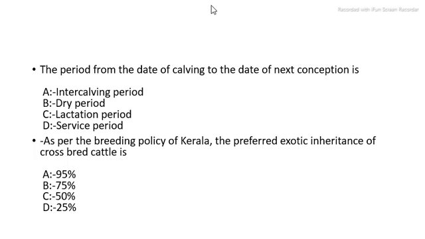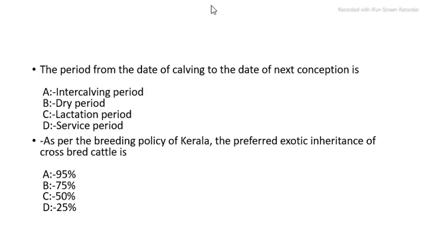So let's start. The first question is, the period from the date of calving to the date of next conception is. So what is that period called? Option A, intercalving period, option B, dry period, option C, lactation period, option D, service period. So the correct answer is option D, that is service period. So service period is known as the period from the date of calving to the date of next conception.